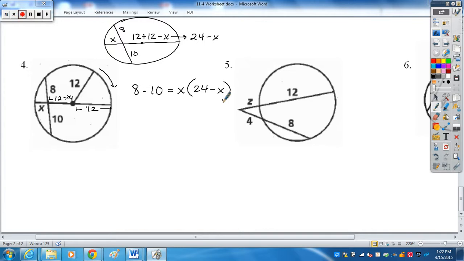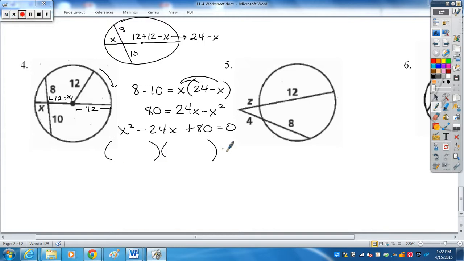Now, like I said, it gets a little tricky from here. So make sure you distribute your x correctly. And what you're going to notice here is that you now have a quadratic equation. So what do we do when we have quadratic equations? We try to get everything set equal to 0. And you would like your x squared to be positive. So I'm going to add x squared to both sides. I'm going to subtract 24x from both sides. And the 80 remains positive. Now from there, we're going to go ahead and factor this out.